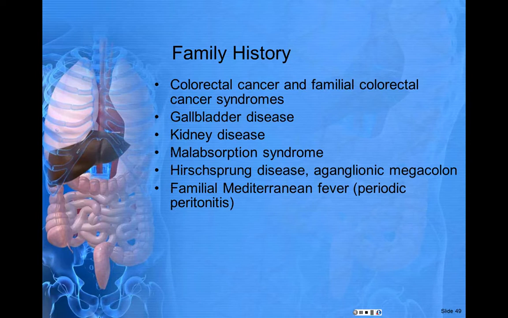We also want to ask about family history because many of these conditions are hereditary: colorectal cancer and familial colorectal cancer syndromes, polyposis, etc. Gallbladder disease tends to run in families. Kidney disease, malabsorption syndrome, Hirschsprung disease, etc., and then familial Mediterranean fever. So we want to make sure that we get a good family history, not just for the abdomen, but for every system. But for the abdomen, we would want to make sure that we ask about these particular things.